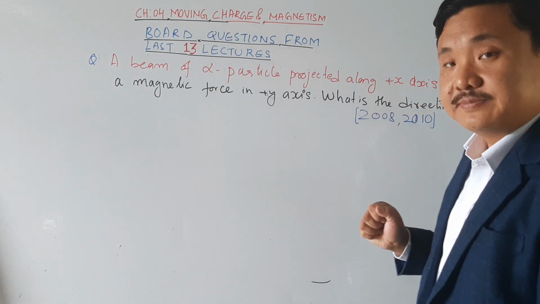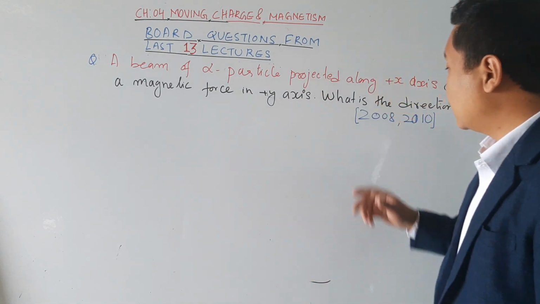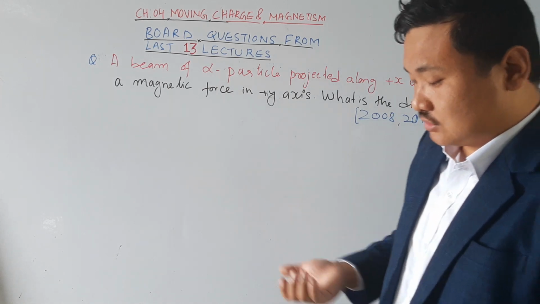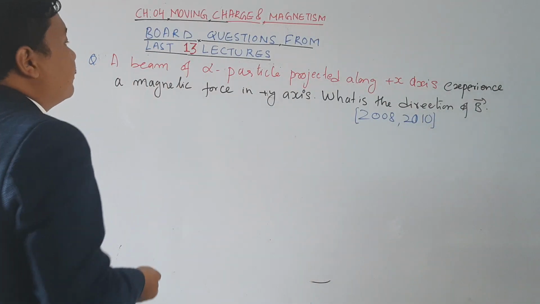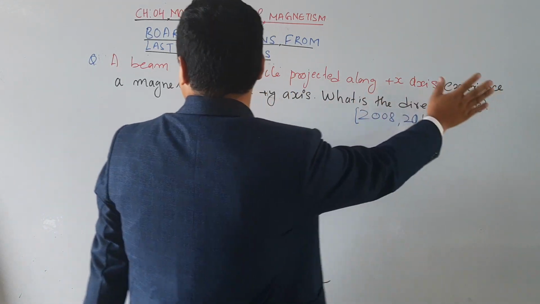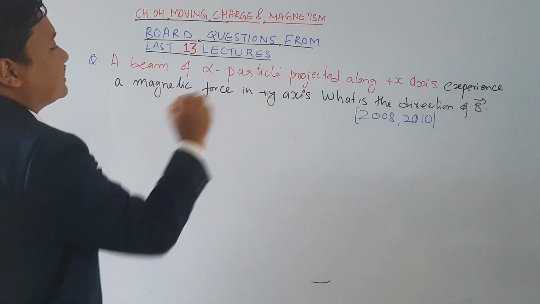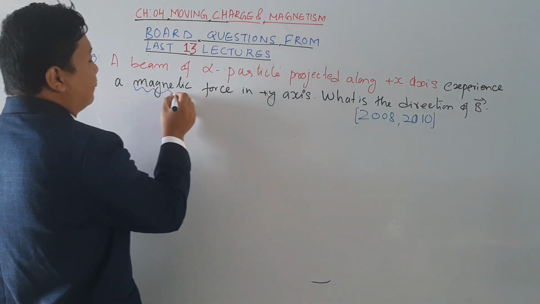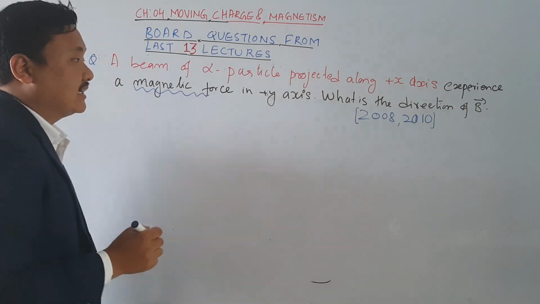This question was repeated in 2008 and 2010. The question says a beam of alpha particles projected along the positive x-axis experiences a magnetic force. A magnetic force means that there is no electric force, there is only magnetic force.